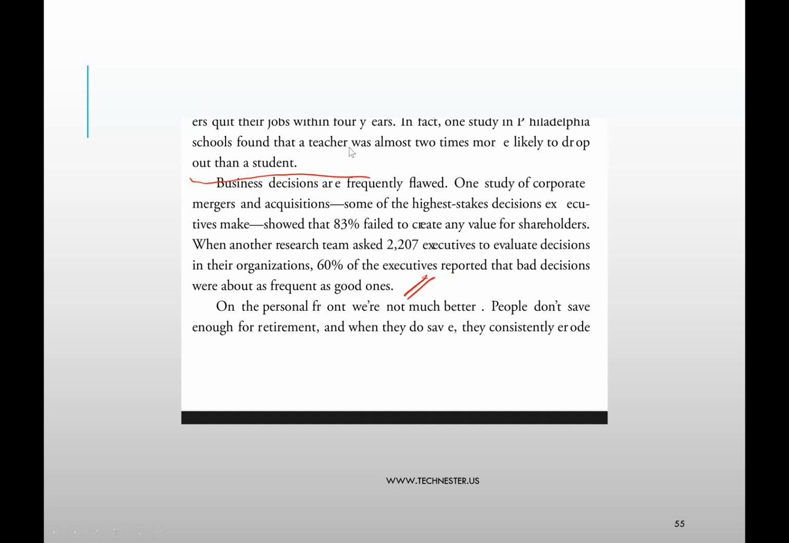So, Andrew, please, can you read this for me? Just starting from where the red mark is to where it stops.